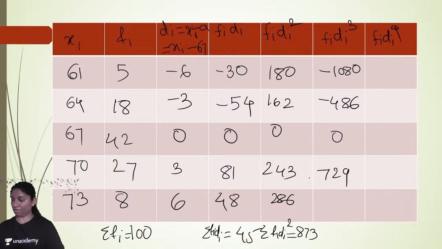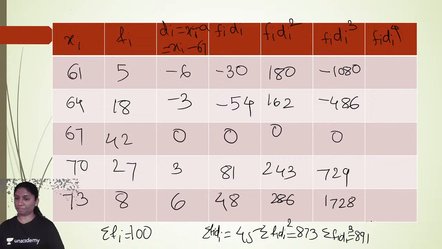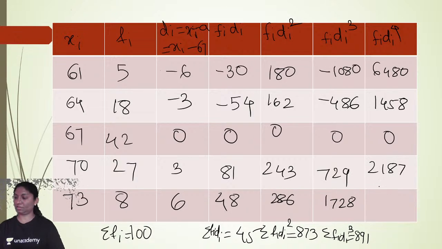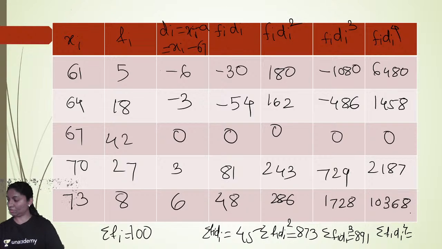So 729, 1728, summation of fidi cube is equal to 891, 6480, 1458, 0, 2187, 10368, summation of fidi raised to 4 is equal to 20493.